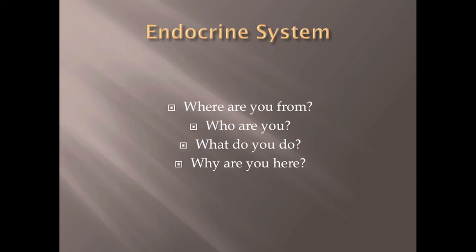So the important thing to remember at the very beginning of Anatomy and Physiology 2, when you start to go over the endocrine system, is to ask yourself 4 questions to simplify it for you. You're going to say, where are you from? So that'll tell you what gland the hormone comes from. Who are you? What's the hormone? What do you do? What is the target and the action of the hormone? And why are you here? What is the source of control? What caused the gland to secrete this hormone?